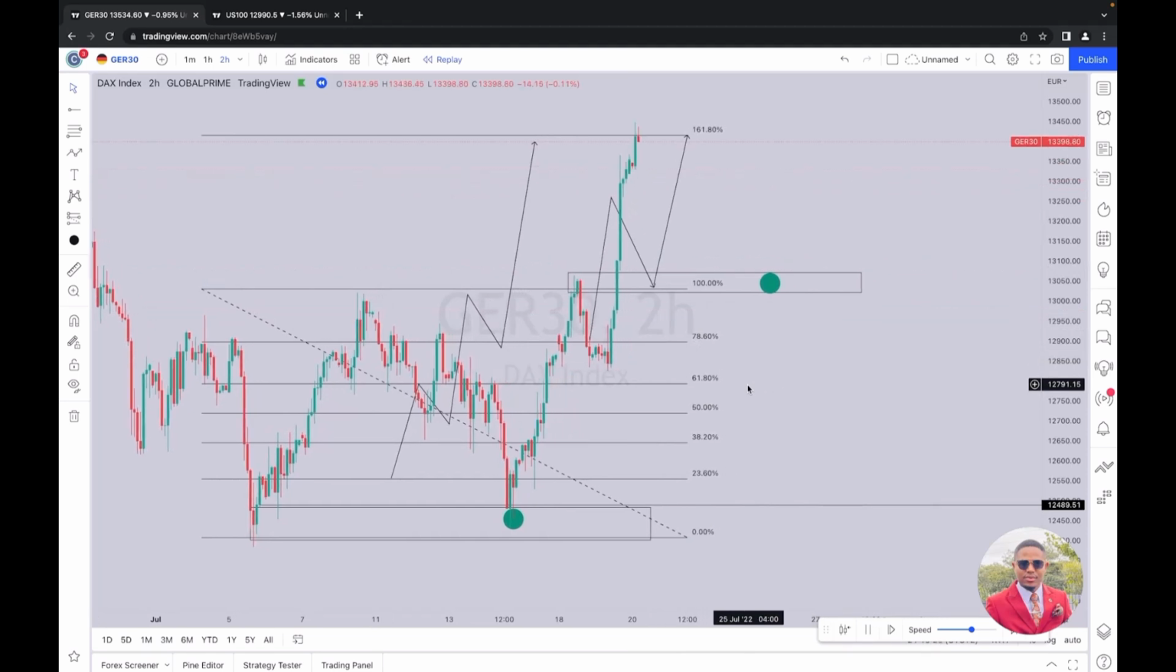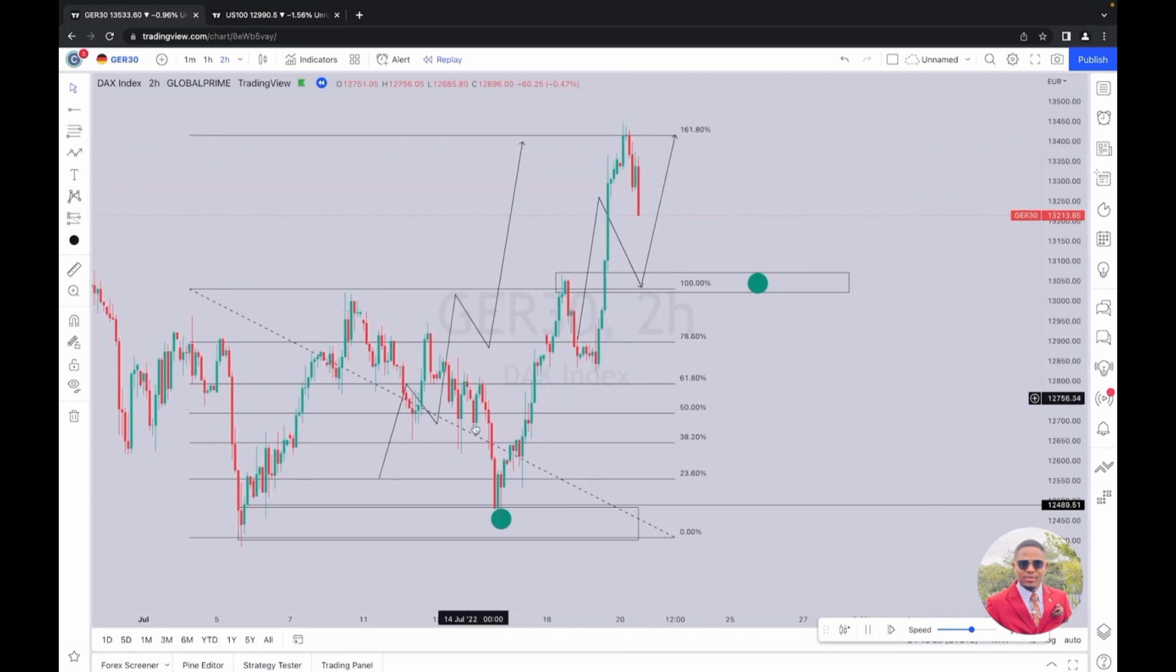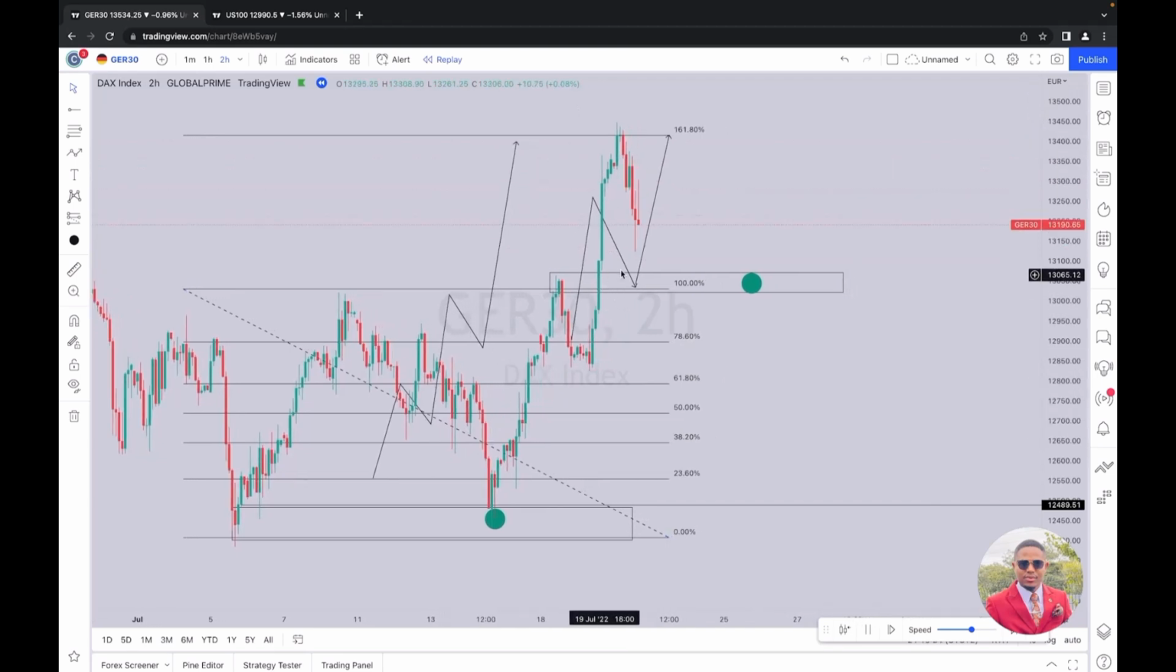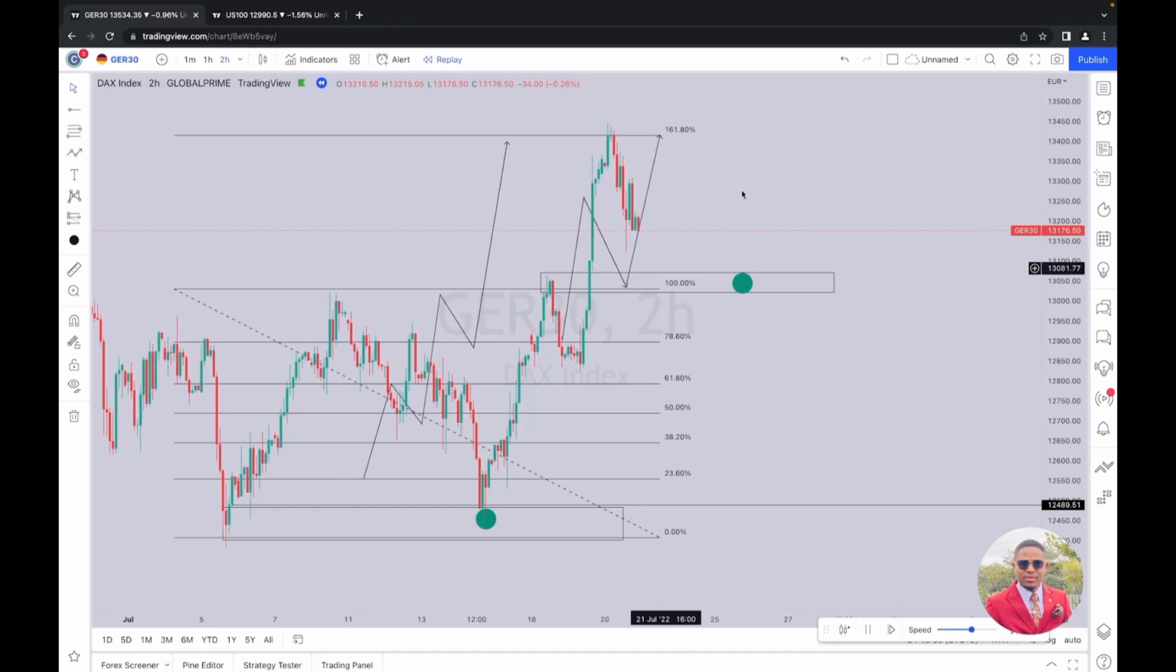After breaking, you hit your TP here. Your TP1 is hit. Then you can add another buy here. Mostly it has to come back here, retest one, then it goes up again like this.